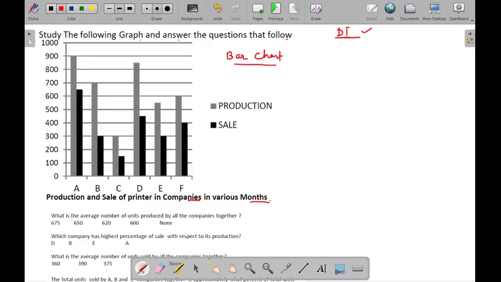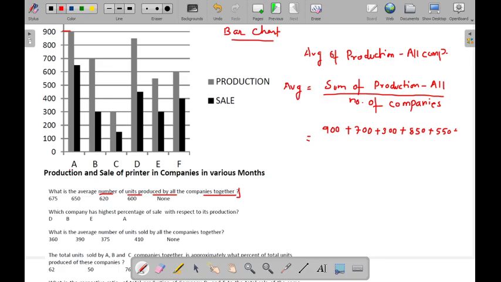Where the production of company F is 600. We will divide it by the number of companies, which is 6. When you add them, this is 3900 upon 6. Dividing this gives 650.